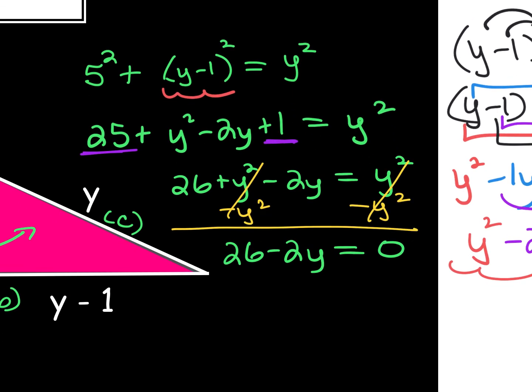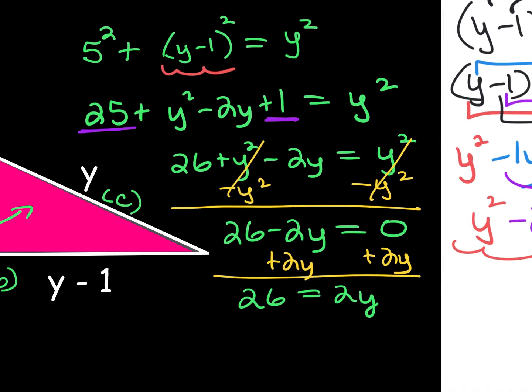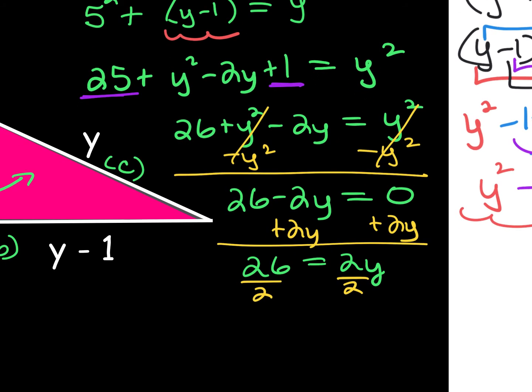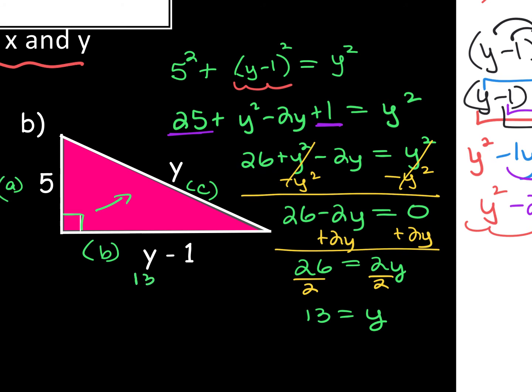I need to solve for y, so I'm going to add 2y to both sides. And I'm left with 26 is equal to 2y. And now I'll divide both sides by 2. And y equals 13. Now, if it asked you to find all the sides, then you would have also had to do y minus 1, which is 13 minus 1. So this side would be 12, and this one's 13.